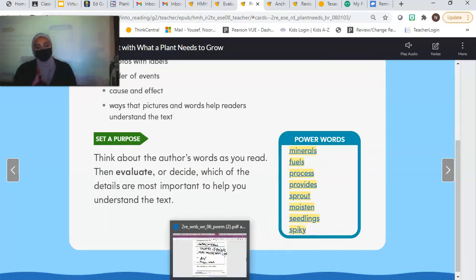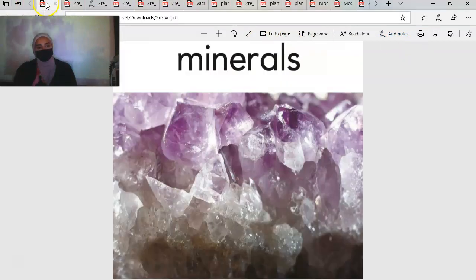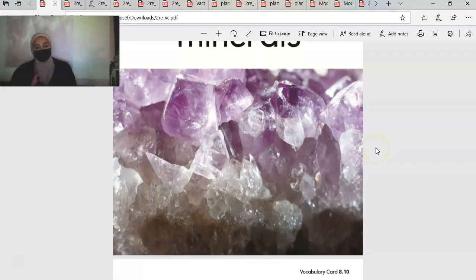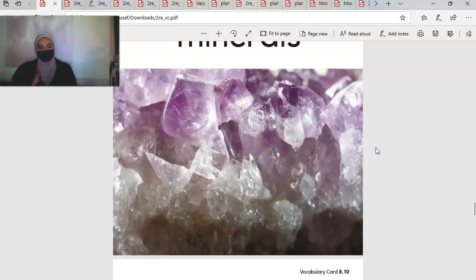Let's start with the word minerals. So if we look here, that's your writing, sorry. Minerals, this is a picture of minerals. Minerals are natural substances that do not come from plants or animals. So minerals do not come from plants or animals. There are a variety of minerals that can be found in nature. So these crystals are minerals.